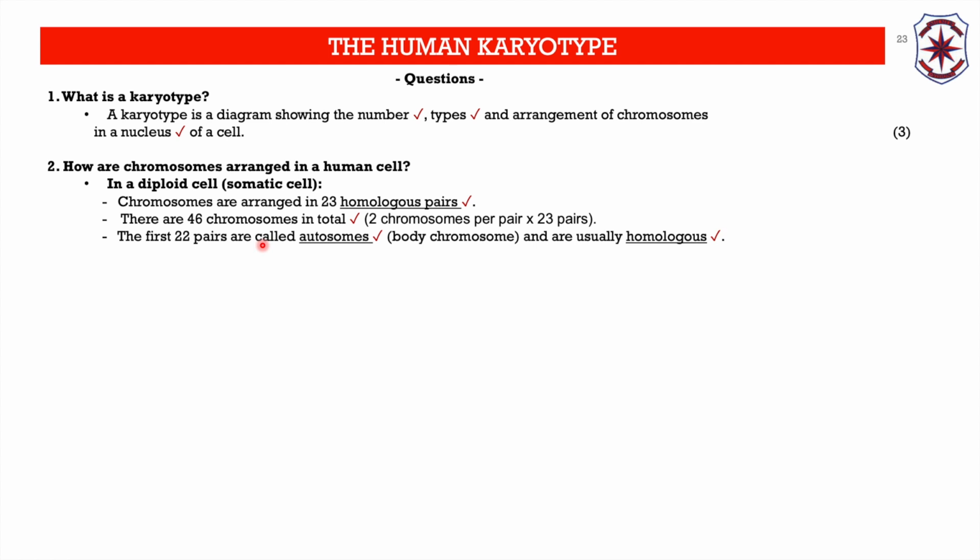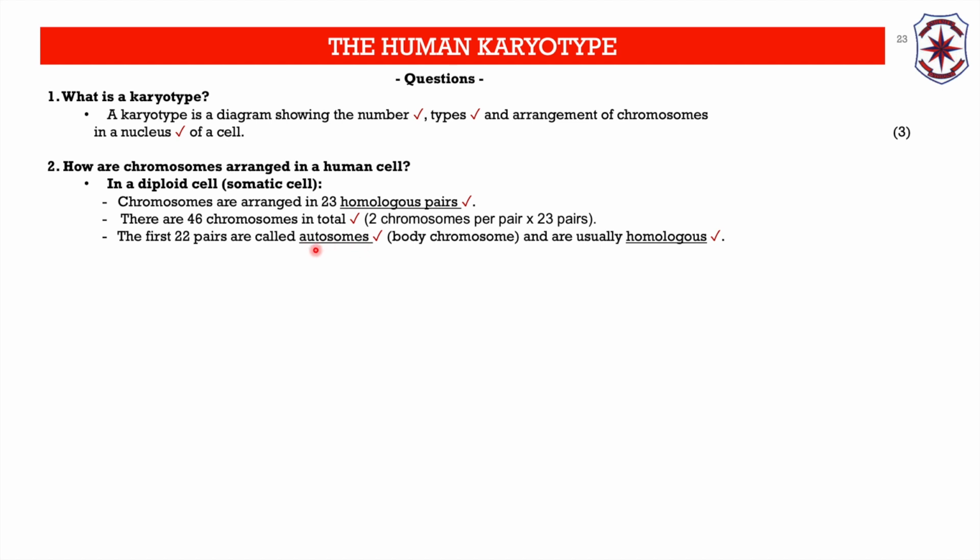The first 22 pairs are called autosomes. These are what we call body chromosomes. Why do we say that they are body chromosomes? In terms of the DNA and the genes that are carried on these autosomes, the genes are genes for characteristics that are bodily, such as your foot size, the shape of your eyes, the color of your eyes, your blood type, your height, and etc.